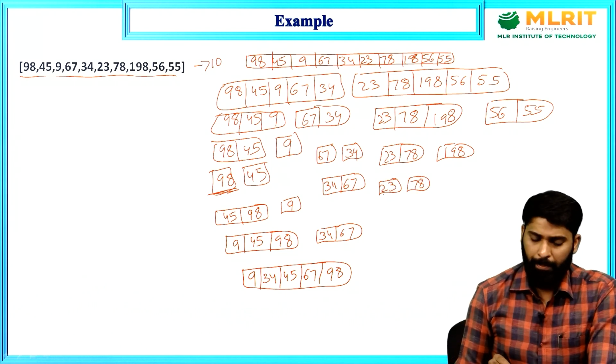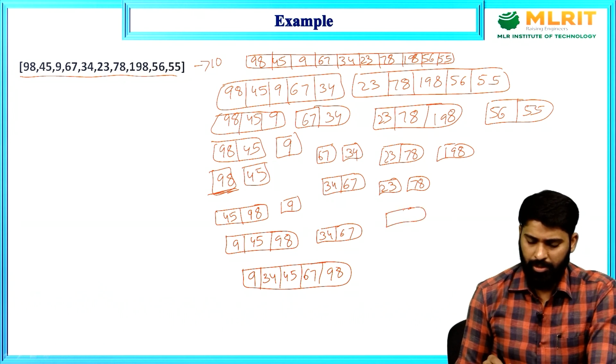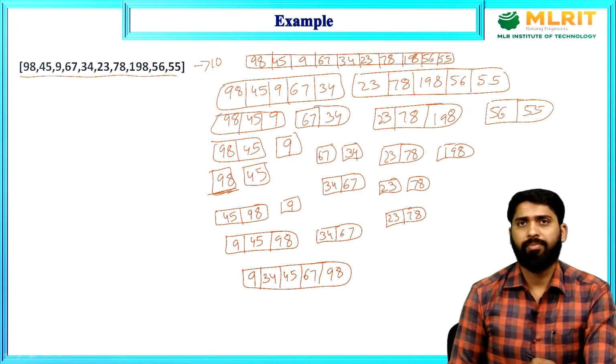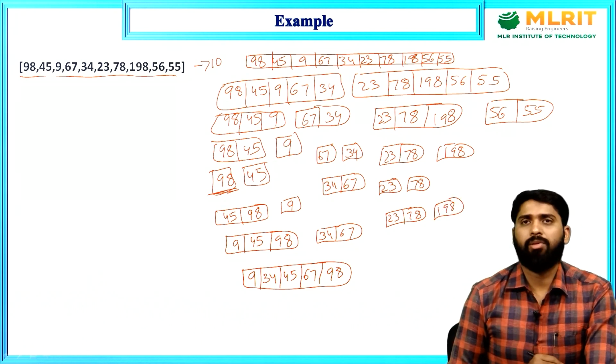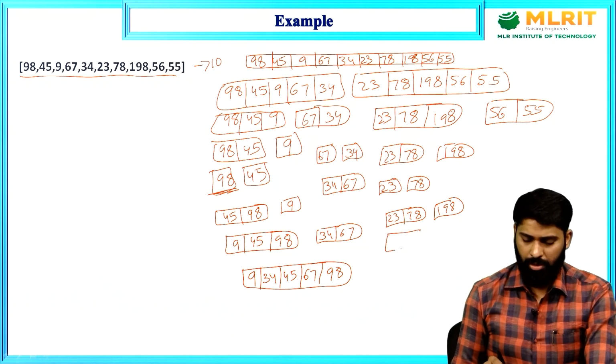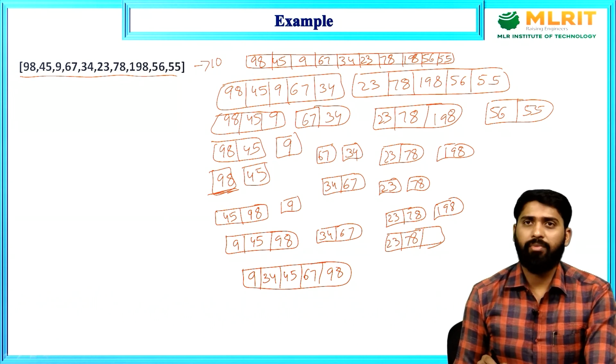Okay. So now compare 23 and 78, merge. 23 is smaller, so 23, 78. Now this is already sorted, only one element. Now combine this into 3 elements. 23 is less than 198. Yes. 78 is less than 198. So end of the array. The remaining elements you are going to append here. So left side is over.